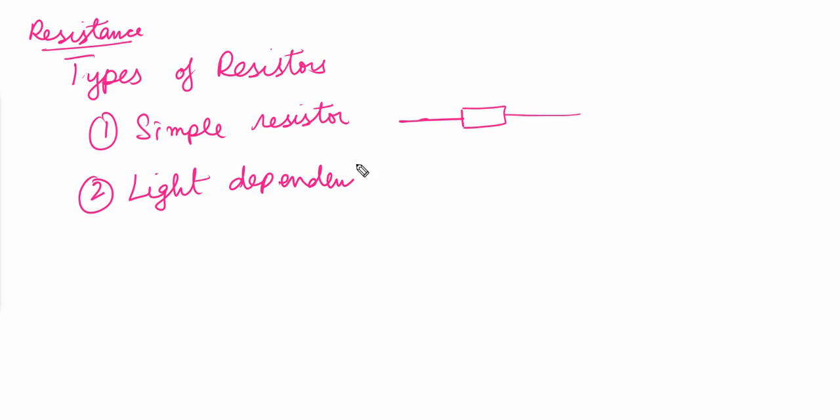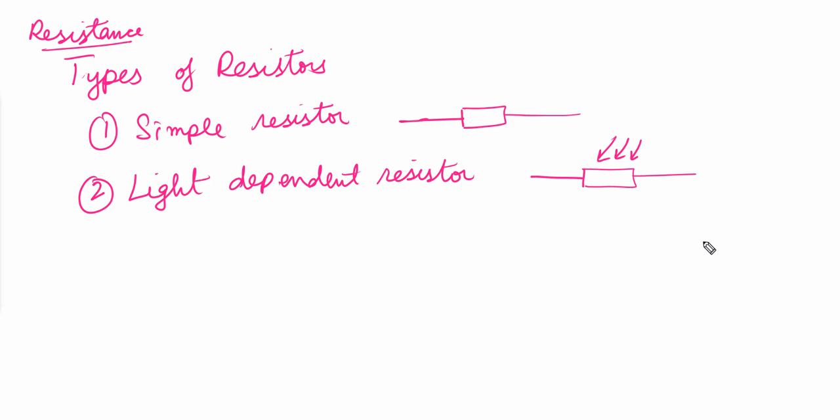Light dependent resistor. A light dependent resistor is one whose resistance increases with a decrease in the intensity of light. When we put more light on the resistor, its resistance decreases, and when the light is lesser on the resistor, then the resistance will increase. So the symbol for the light dependent resistor is like this.